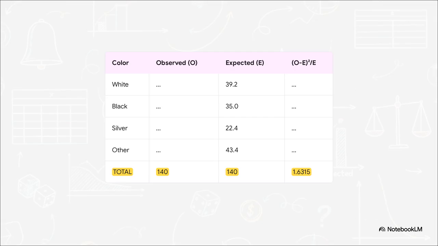So for white, we expect 28% of 140, which is 39.2 cars. We do that for all the colors. Once we have our observed and expected numbers, we just plug them into that formula for each row, and then sum up that last column to get our final piece of evidence.